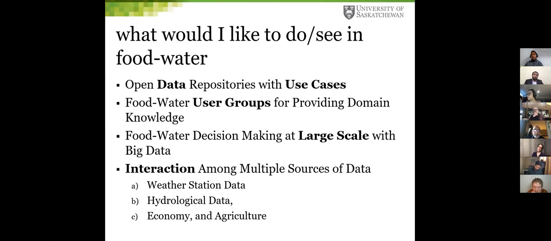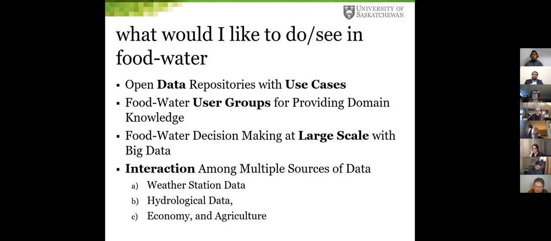What I'm looking forward to is more open data and with use cases, because if you really want to do interdisciplinary research, you have to have a good connection. So not only data, you also have to tell what the use cases associated with your data are. We need user groups, because for knowledge transfer, it is very important to evaluate the existing systems and whether they are useful or whether I am going along a direction that you don't want. So communication is very important.